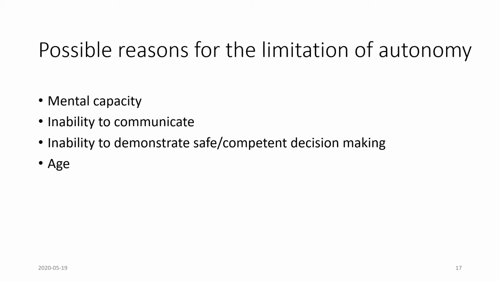And finally, we have age. Age is definitely something where autonomy is often limited. Children just don't have the same ability to make decisions in a lot of cases. Not ability necessarily, but rights. For children of a certain age, it plays into all of these different aspects: mental capacity, inability to communicate, and inability to demonstrate safe and competent decision making. Your age can play a factor. You may be a very mature person, but often age is a reason for the limitation of autonomy in conjunction with a lot of other factors, because age often means that you have a slightly more limited mental capacity than perhaps a full-grown adult.